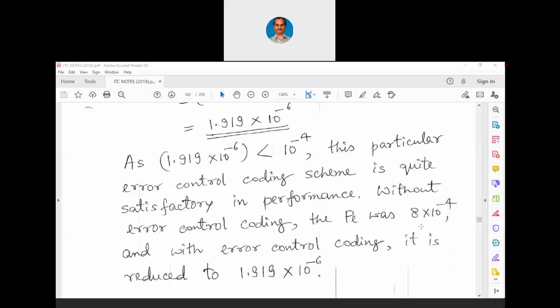Now 8 into 10 power minus 4 is reduced to 2 into 10 power minus 6. So we should say that the error is drastically reduced.